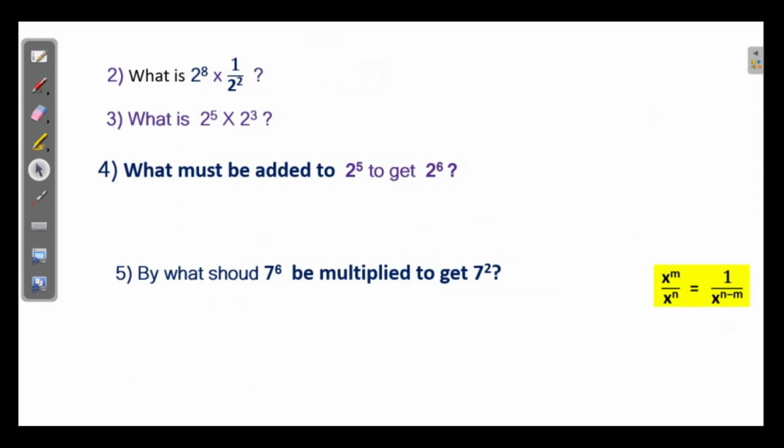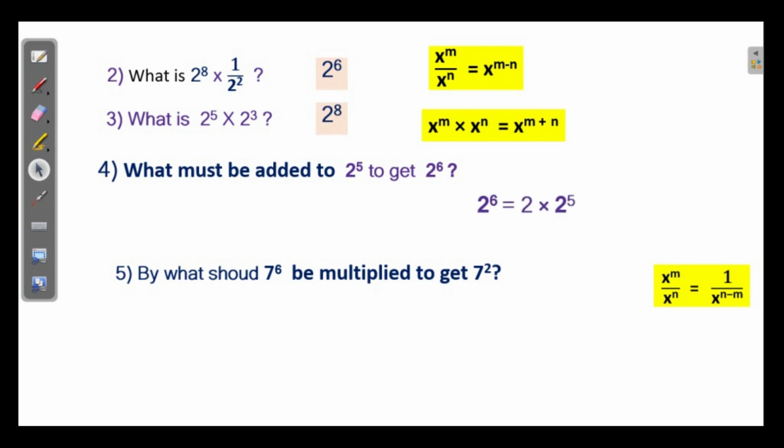What is 2 raised to 8 into 1 by 2 square? Which rule do we have to use here? x raised to m by x raised to n is equal to x raised to m minus n, since m is greater than n. So it is 2 raised to 6. Here multiplication rule, 2 raised to 8.